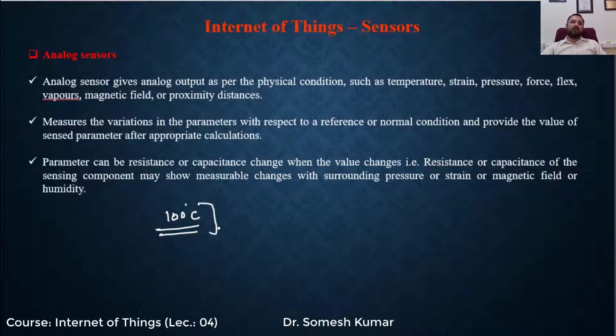Also, in terms of analog sensors, the electrical or characteristic parameters which change as per the physical parameters would be the resistance or the capacitance. So if the temperature increases, your resistance or capacitance changes. If the humidity increases or decreases, your resistance or capacitance can change. So this is the way the sensor works.